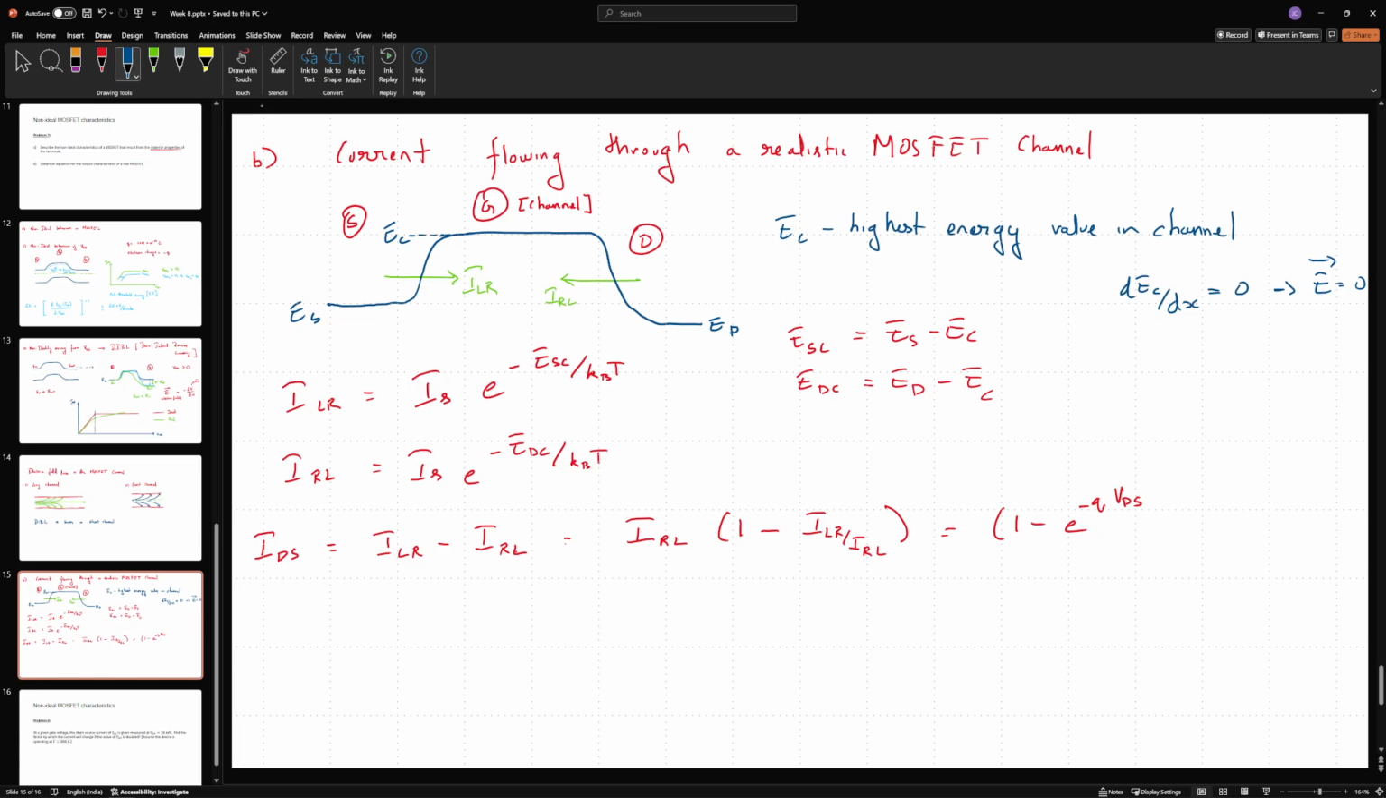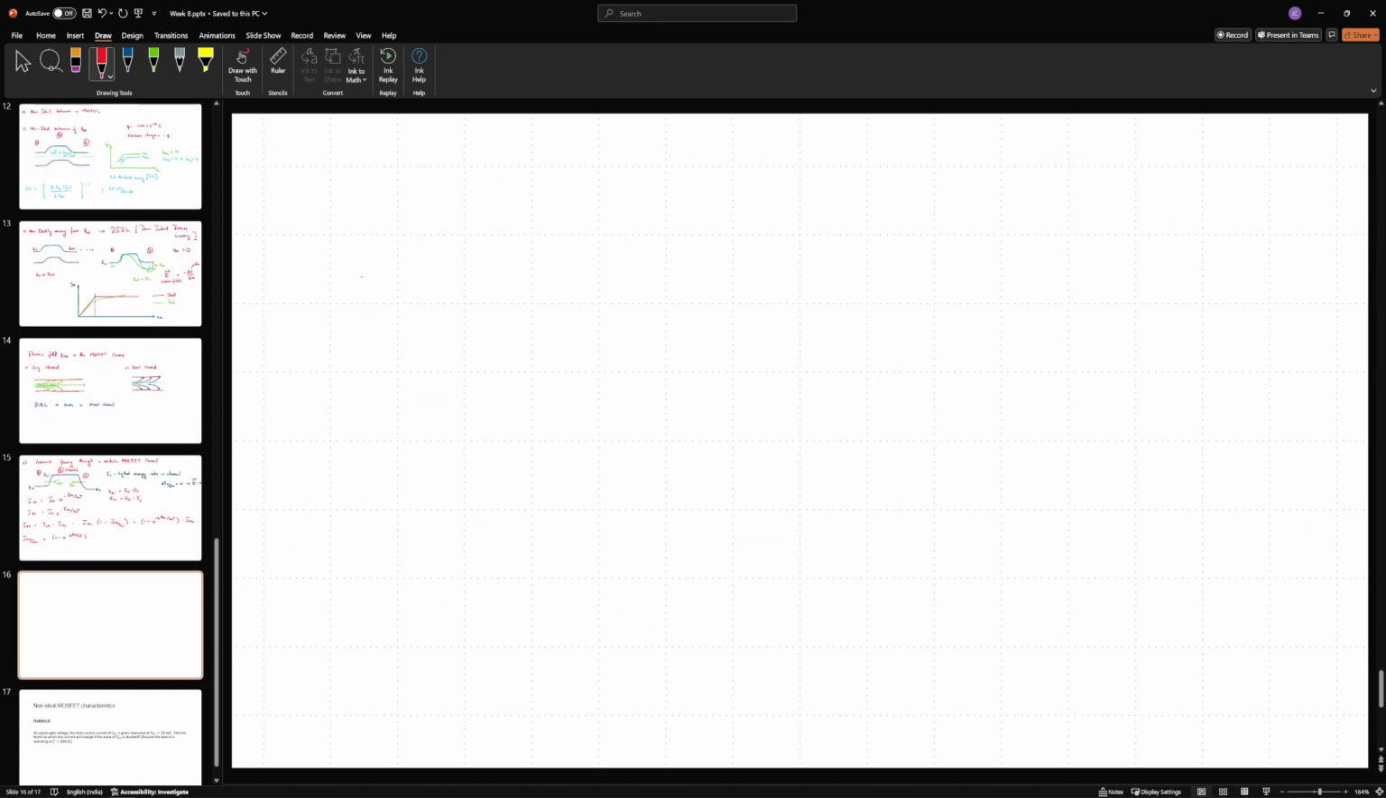Now, if you substitute all the values here, you are going to get this. I am not going to bother deriving that. By now, you should all know that. If you have any doubts, please raise them in the forums. I shall address those questions then. Times, let me write it like this, IRL. So now this gives me the first relation: IDS upon IRL is equal to this quantity here, 1 minus e to the power minus QVDS divided by KBT.